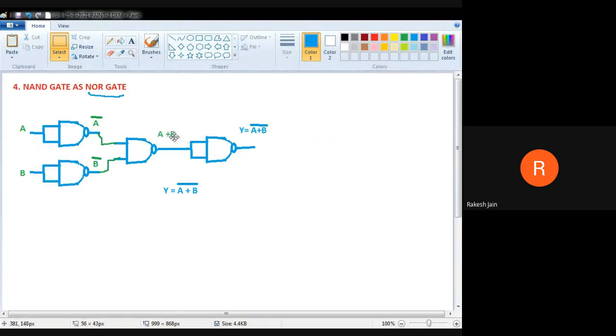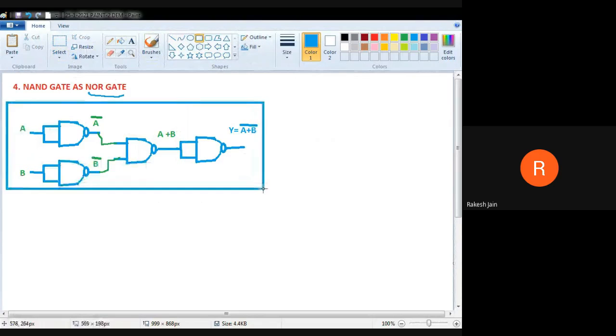I just remove them to compact it. Okay, so this is the representation of a NAND gate as a NOR gate. Very simple. This is the representation of NAND gate as a NOR gate.